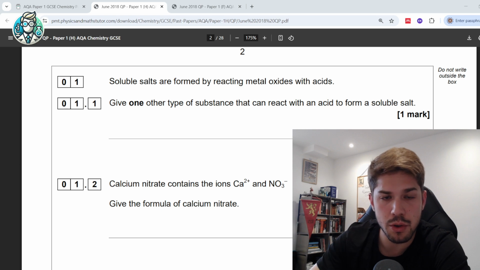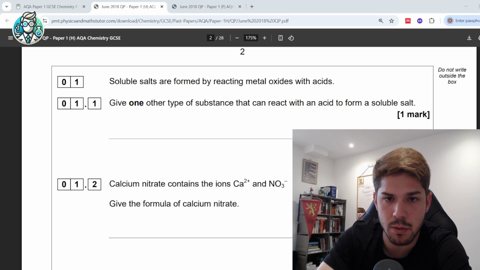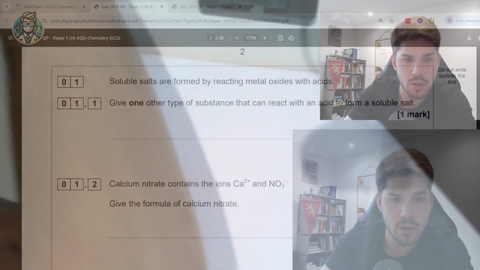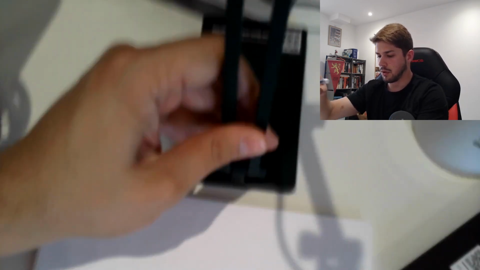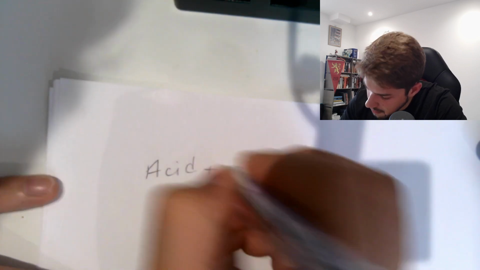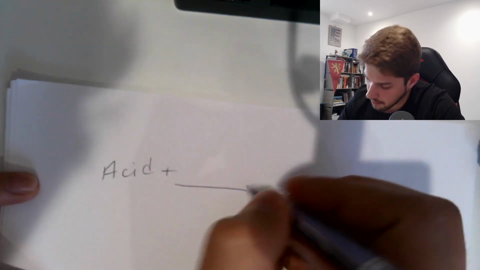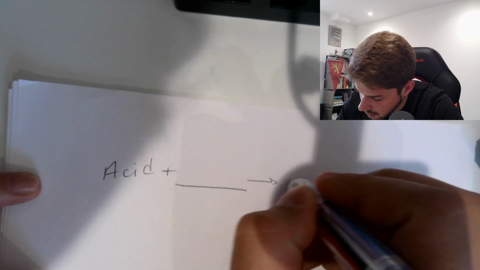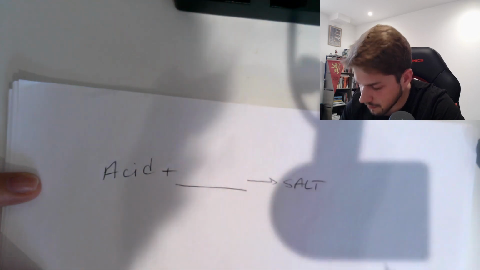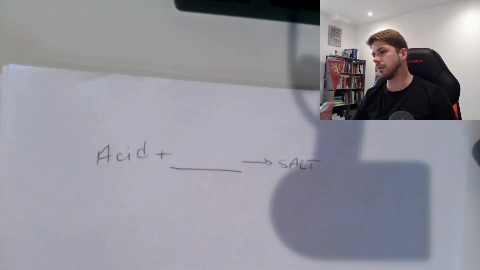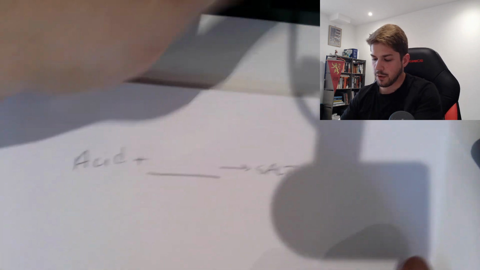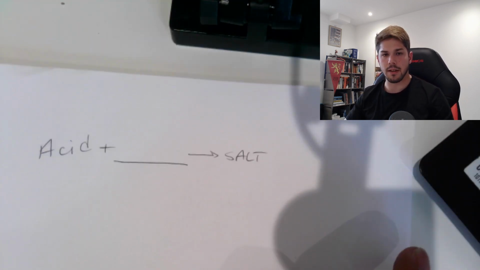So soluble salts are formed by reacting metal oxides with acid. So what can we put with an acid that when we add that thing, the result is going to give us a salt? I could give you many different options. I will give you two of them because I think they are the easiest.